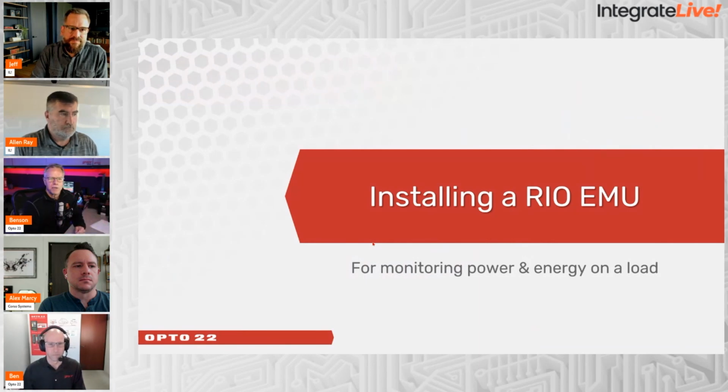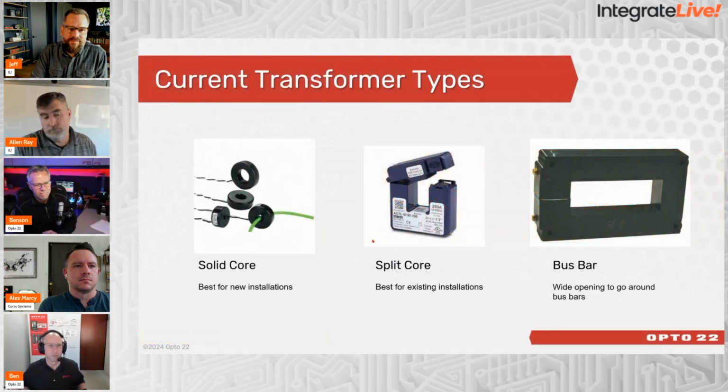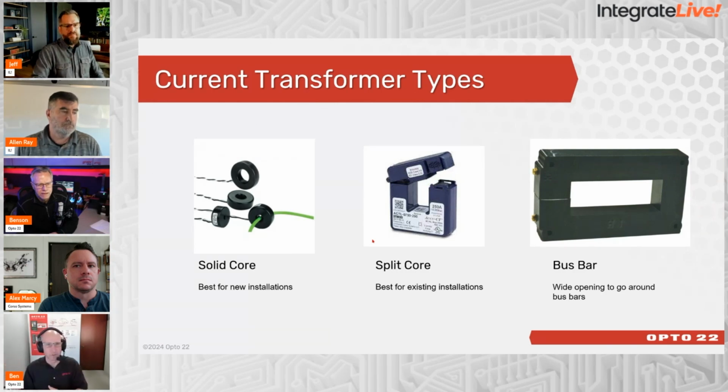So for that, I'm going to kick it over to Ben. Yeah, thanks, Benson. What I'd like to do is just briefly talk about the two main connections that are required to measure power, volts and current. Because power, if you remember your early math, power equals volts times I, or current. Volts times amps equals power, and then energy is power over time.